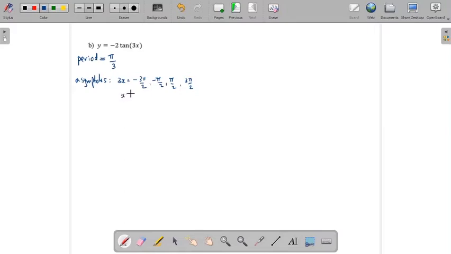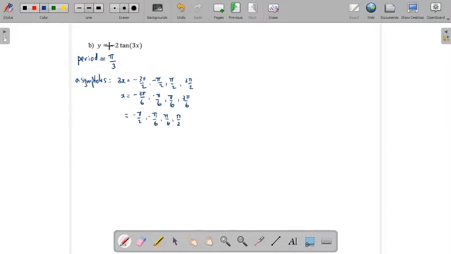So then, x will equal negative 3 pi over 6, because we're dividing everything by 3, and negative pi over 6 and 3 pi over 6. And these ones here we can simplify further, so that's the same as negative pi over 2. Okay, so here's our asymptotes that we can work out.